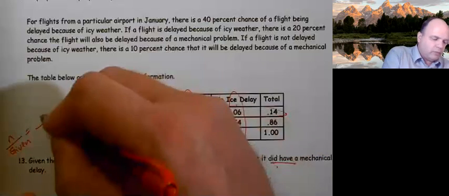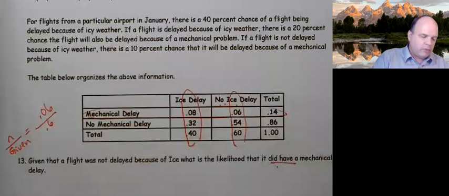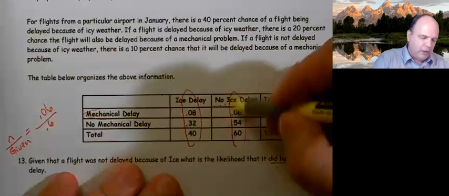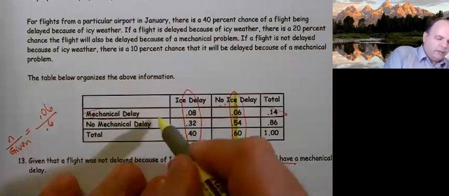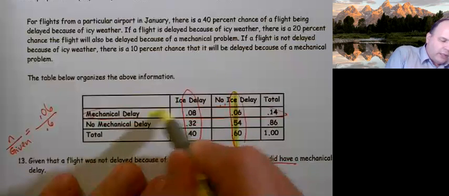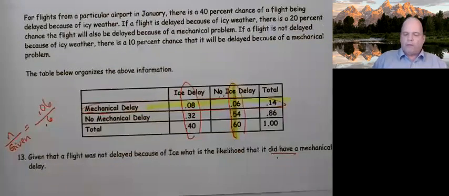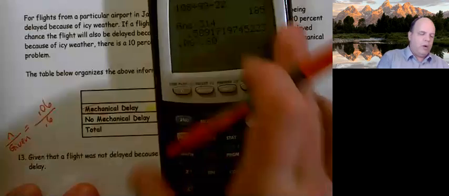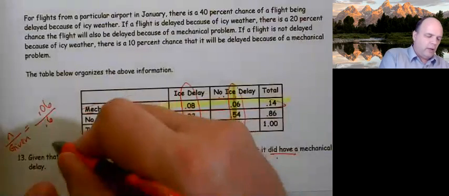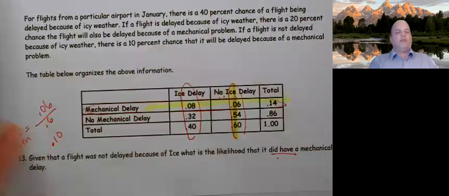My intersection. So in this case, once again, not an ice delay, but we had a mechanical delay. So 0.06 over 0.60, 0.06 divided by 0.6, and we end up getting 0.1. So our answer to number 13 is 0.10. And this is what we needed to see for work right here: the 0.06 divided by the 0.6.